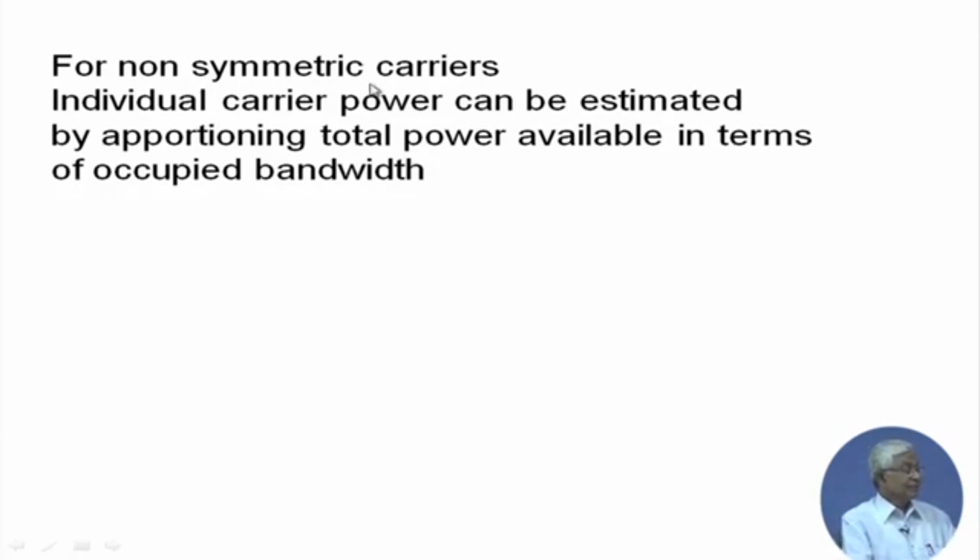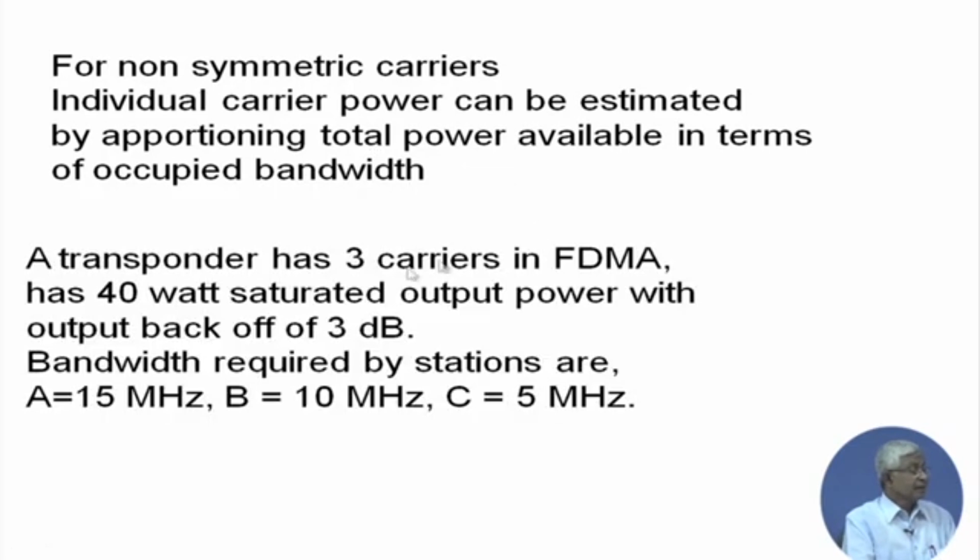So, for non-symmetric carriers, individual carrier power can be estimated. All the basic assumptions were symmetric, but non-symmetric also you have to sum it up by apportioning total power available in terms of occupied bandwidth. You have to sum it up in terms of power and bandwidth. This one small example I will go through quickly.